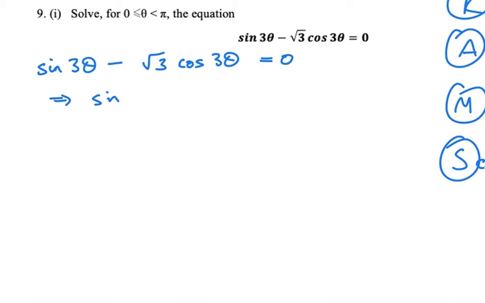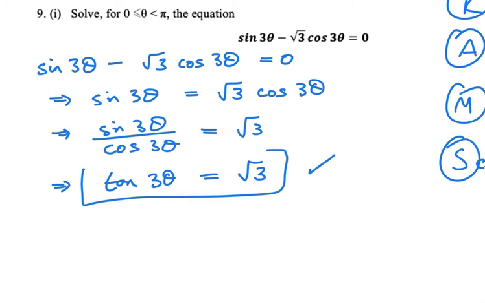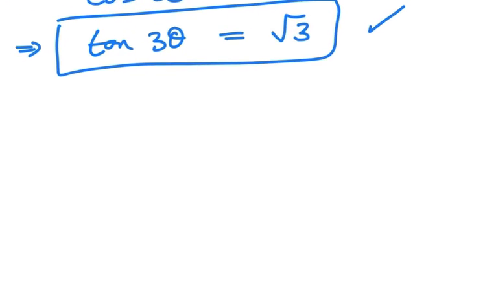Firstly, take the root 3 cos 3 theta to the other side. So I get sine 3 theta equals root 3 cos 3 theta. I divide both sides by cos 3 theta. And then I notice that my left-hand side is just the same as tan 3 theta, right? Because of my identity. Brilliant. And so now I've arrived at something I definitely know that I can solve. Great. So that's the first rearrangement. That's probably often the toughest bit.